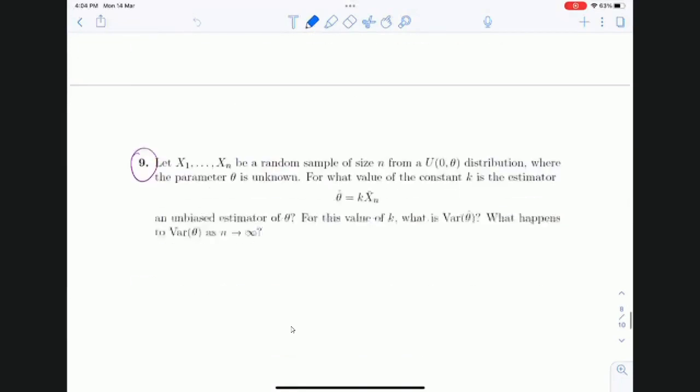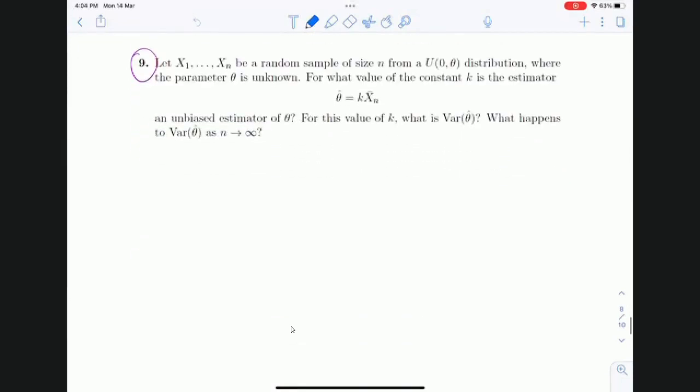For example, question number 9, which is a typical question related to the properties of point estimation. So just spend a little time to try to work on this question. And if you have already completed this, then you may try the other questions. And let me know if you encounter any problem.